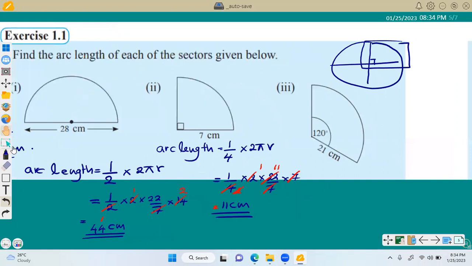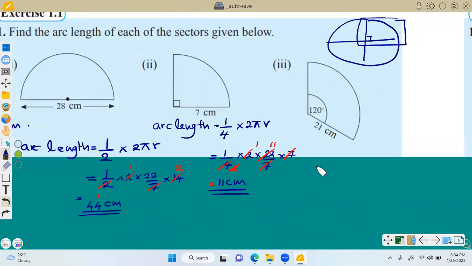The third one. Now here I am going to apply the formula. The formula is theta upon 360 into 2πr. Here also actually we can detect that it is 1/3 of the circle. It doesn't matter. 120 upon 360 into 2 into 22 upon 7. Here radius is 21. Now 120 is divided by 120, 1. 360 divided by 120 is 3.